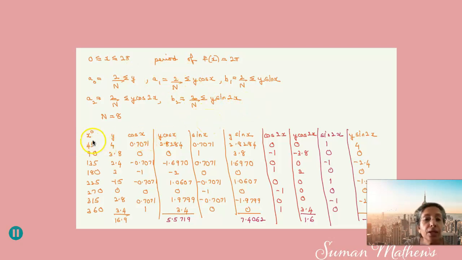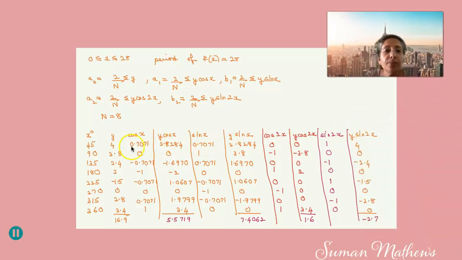So we have the table x, y, cos x, y cos x, sin x, y sin x, and we have cos 2x, y cos 2x, sin 2x, and y sin 2x. We have gone up to 2x because we have to calculate the second harmonic. So that will be, you can see here, cos 45 is 1 by root 2, that is 0.7071. y cos x will be 4 into this, which is 2.8284. Sin x is sin 45, which is again 1 by root 2, that is 0.7071.